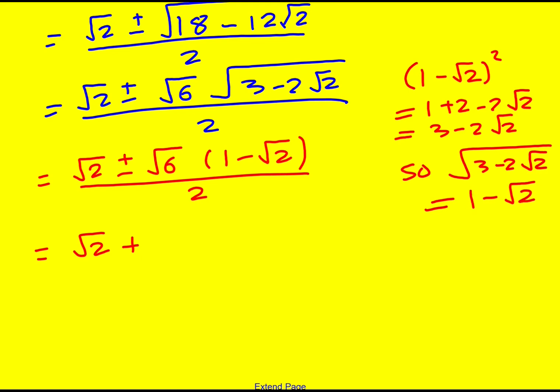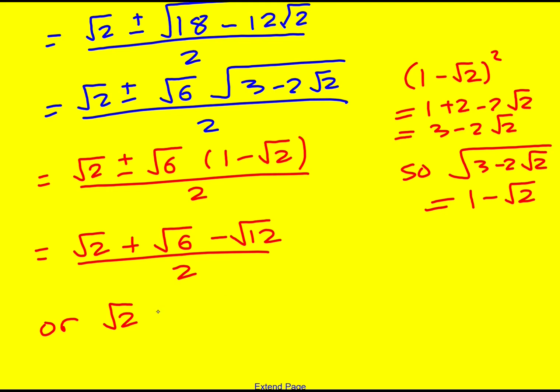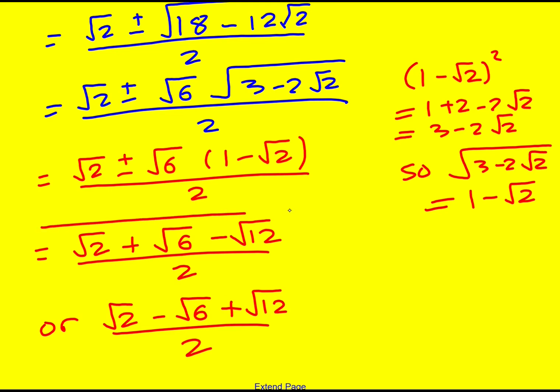Okay, so plus root 6 minus root 12 over 2, or root 2 minus root 6 plus root 12. Okay, those are 4 solutions.